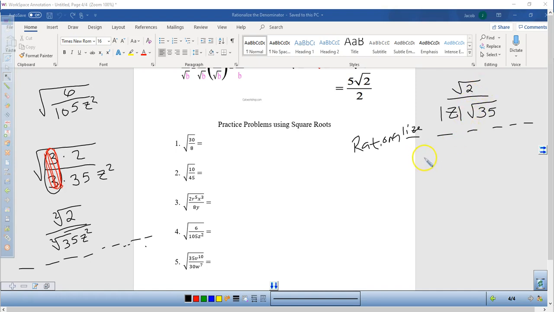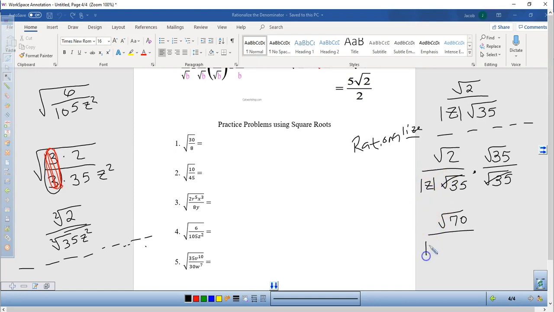All right, in order to rationalize this, we need to multiply by the radical that is on the bottom. That radical is 35. So square root of 2, absolute value of z, square root of 35. We need to multiply by this square root of 35. Radicals cancel out. These multiply together. 2 times 35 is 70.